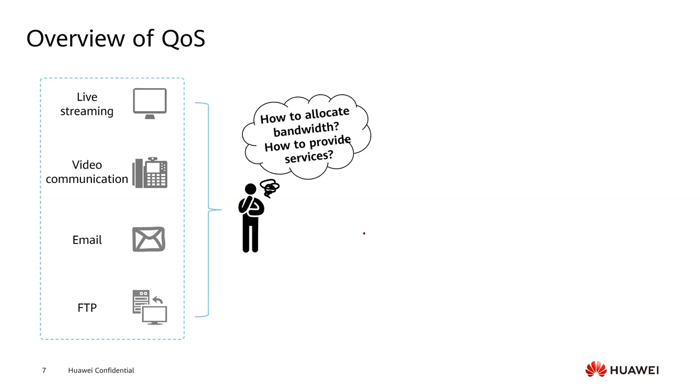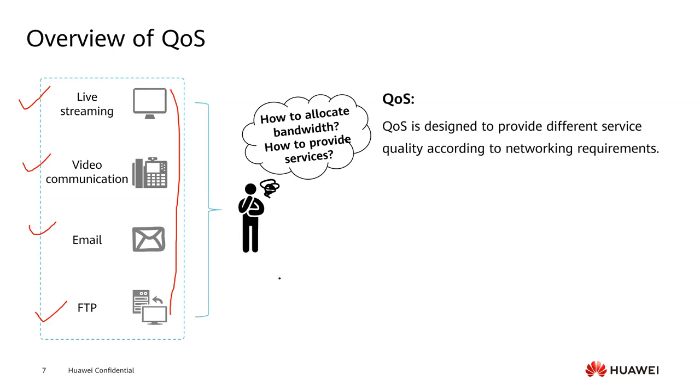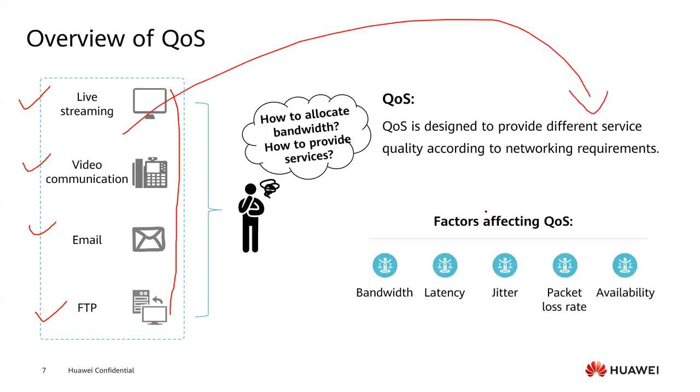So how do we guarantee different services? If we want to guarantee the services, first we need to understand which kinds of services we have. For example, in our network, we might have live stream, video, email, and FTP. Those different services of course have different requirements for the network. So the QoS is basically designed to provide different service quality according to those different requirements. So what kind of requirements do they have?